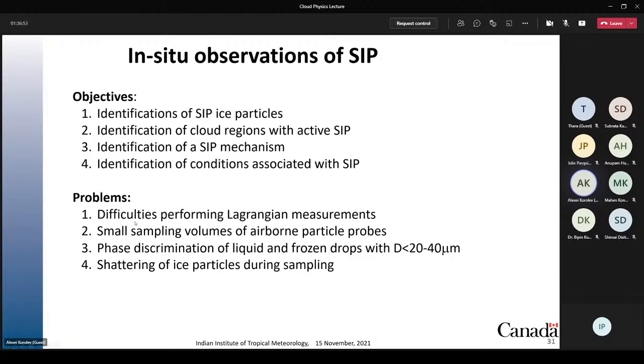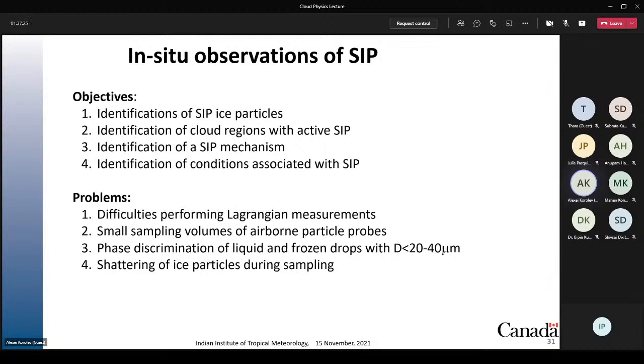And what are the problems? First of all, in situ measurements are essentially non-Lagrangian, they are Eulerian, with small sampling volumes. We're just dealing with a needle sample transiting through the cloud, and based on this we are trying to judge what's going on inside.